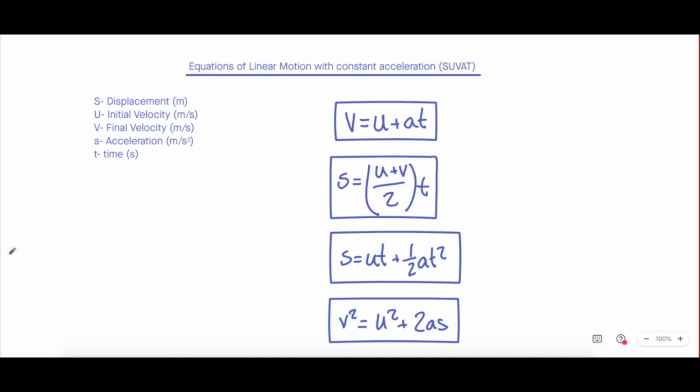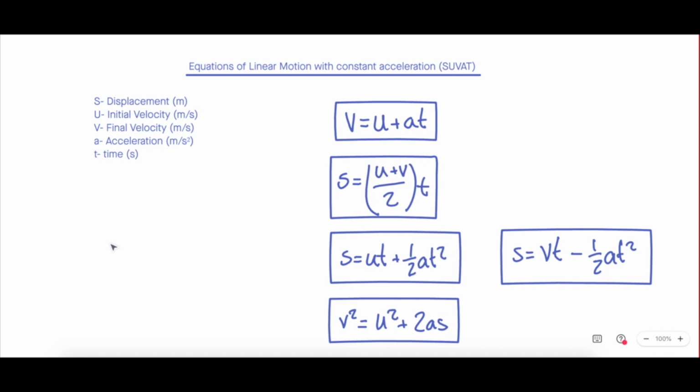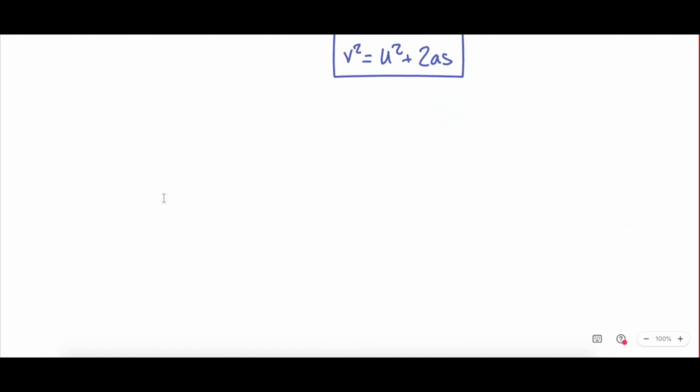These are the four SUVAT equations that you're given in your formula booklets. One that's not given that's also useful is that one. This one's not given, but sometimes it's useful for some calculations. When you get a question, you usually are given three of the SUVAT values and you're asked to work out one of the other ones. If you don't know three, then it's not possible to use these equations. So let's look at a few examples.